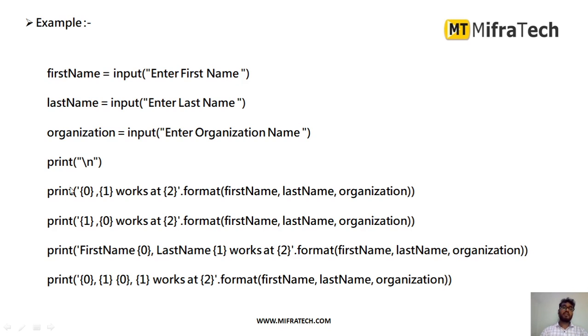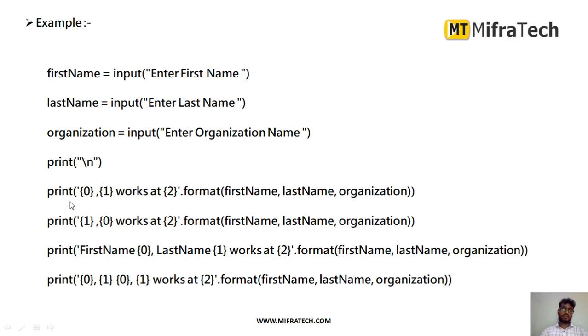In this example, as you can see, for first name I have taken input: enter first name. Next, last name is equal to input of last name, enter last name. So I am taking two inputs, first name and last name, from the user. After that, organization equals input enter organization. These are the three inputs I am taking from the user. After that, I am printing this information by using str.format.